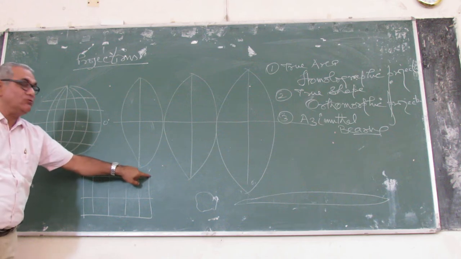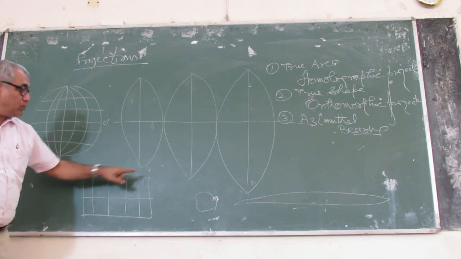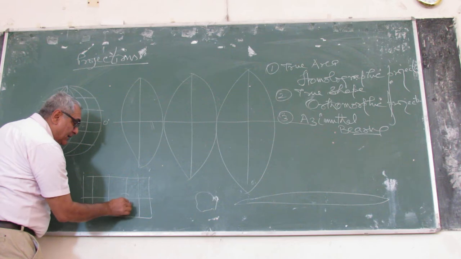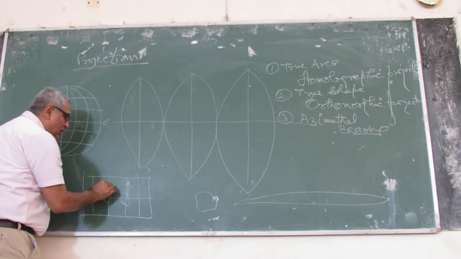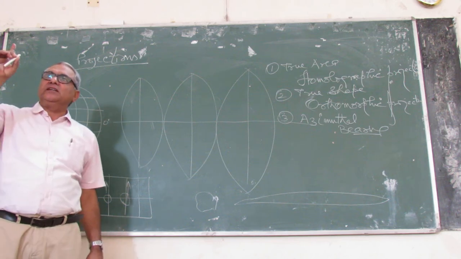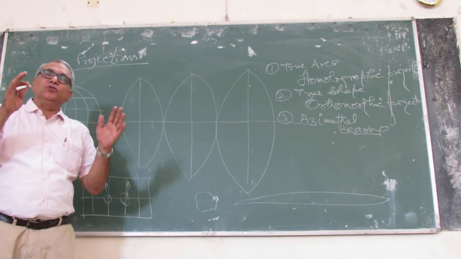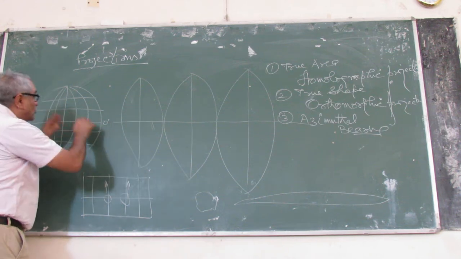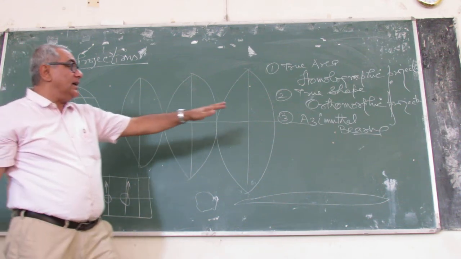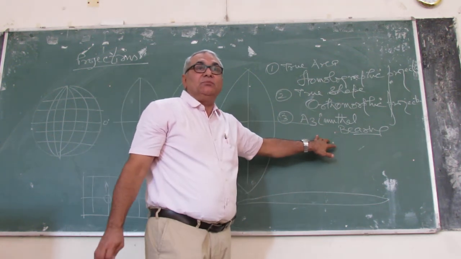But in such maps they are not joining at one point. So for this area, north is this. For this area, north is this. So wherever the longitude is, all longitudes are showing the true north. But this is not so. So always we have to find out the azimuthal character of the map.